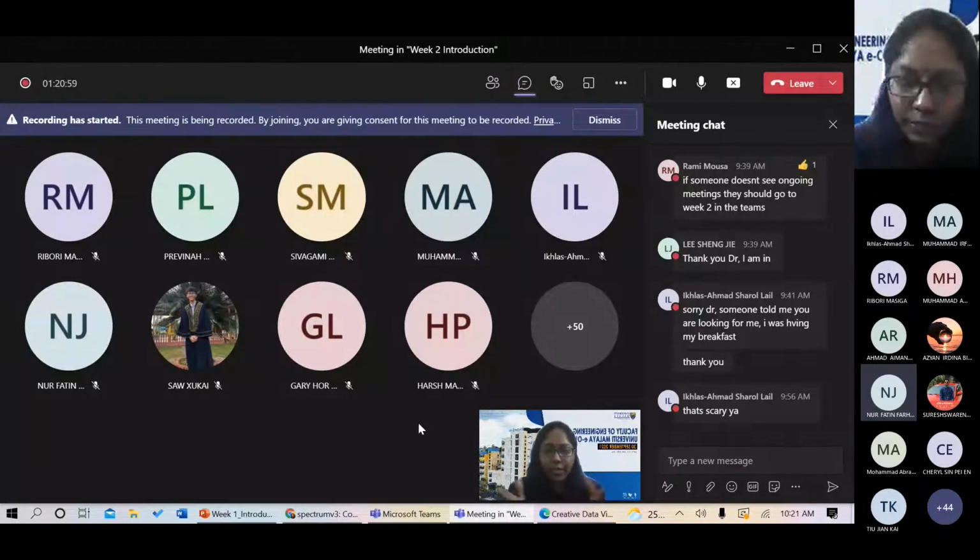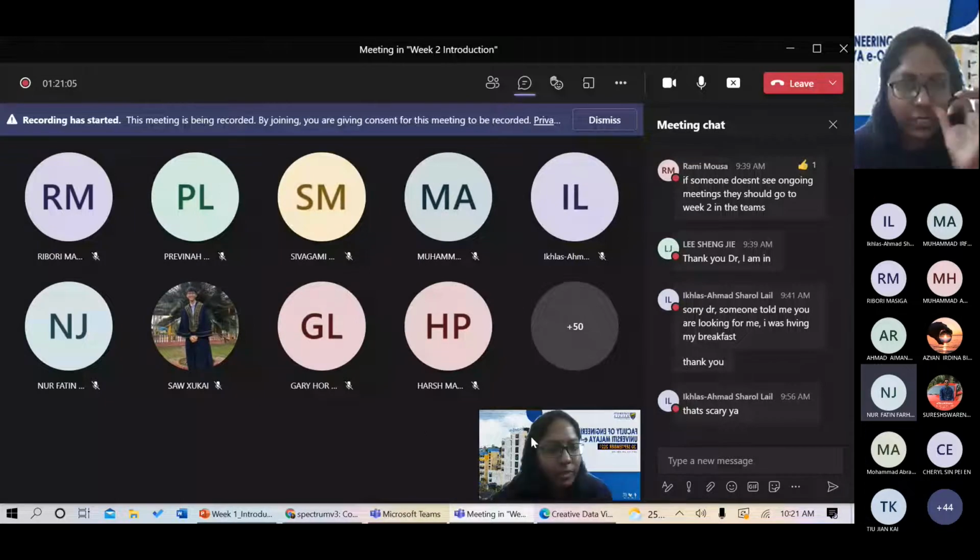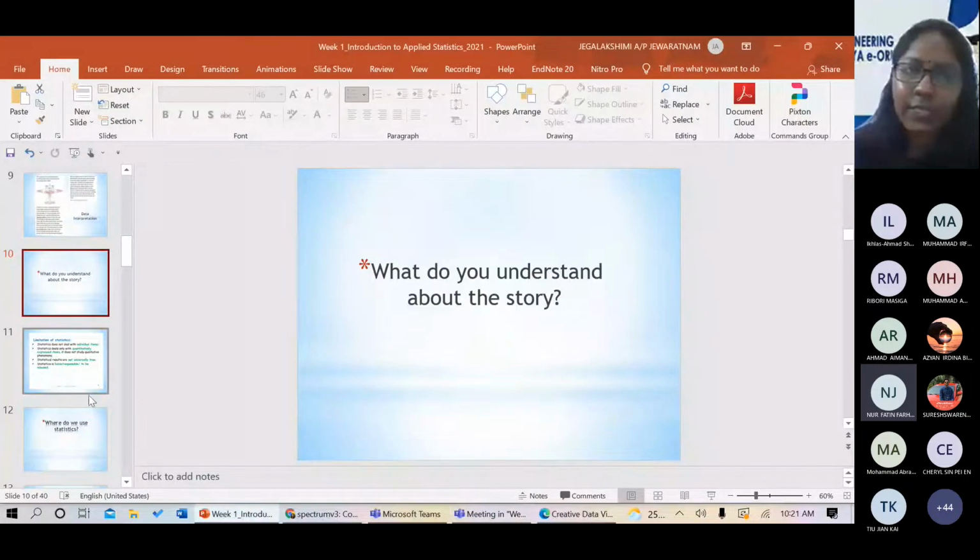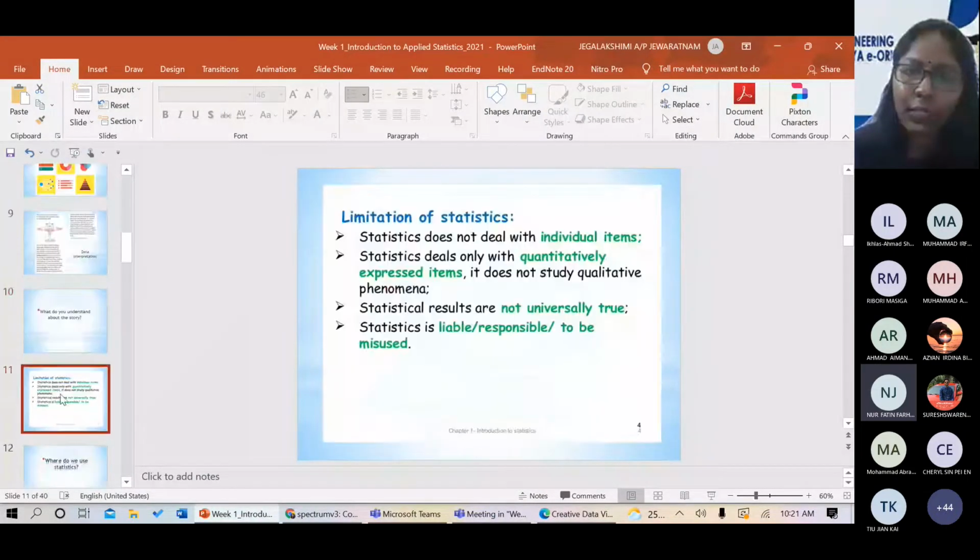Okay, that's good. All right, maybe I move on, and I still have more questions to ask. Right, limitation of statistics. Actually, I've already mentioned this to you. Your statistical information is only as good as your data is. It doesn't deal with individual items. You don't use one data point. And then it deals only with quantitatively expressed items. So unfortunately, all statistics need some quantitative expression.